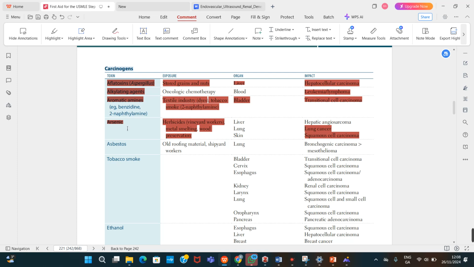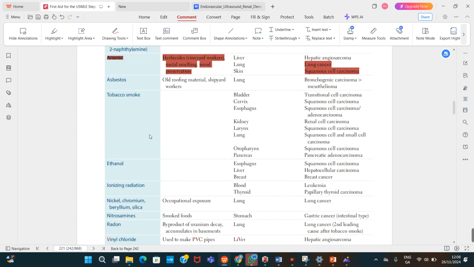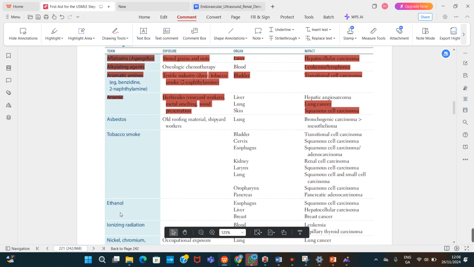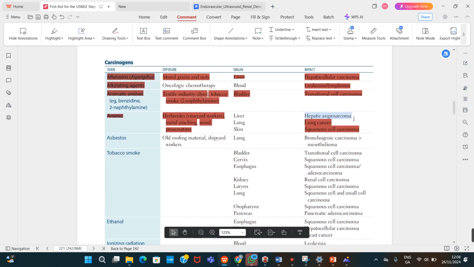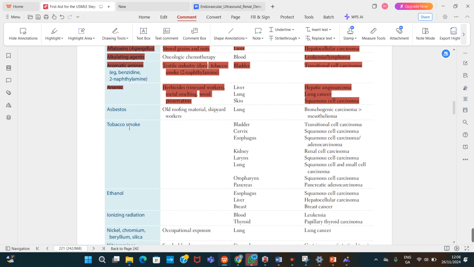It can also find its way to the liver alongside polyvinyl chloride. Arsenic and polyvinyl chloride are two common causes of hepatic angiosarcoma that you can never forget for your exam. So, arsenic is a product of metal smelting, wood preservation, and herbicides, which can get inhaled to the lungs to cause lung cancer. It can get in contact with the skin to cause squamous cell carcinoma of the skin, and at the same time can find its way to the liver, causing hepatic angiosarcoma.